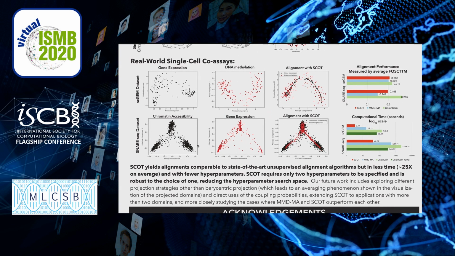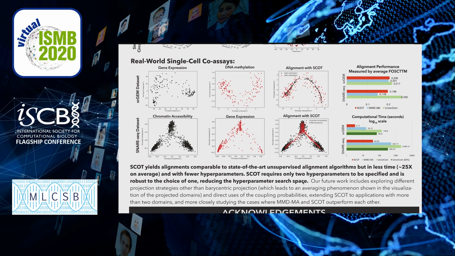Moving on to the real-world datasets, we use data from scGEM sequencing and SNARE-seq, both of which are co-assays. scGEM simultaneously profiles gene expression and DNA methylation on the same cell, while SNARE-seq sequences gene expression and chromatin accessibility. Again, on the third and fourth column, you can see the alignment results. For scGEM, all three methods perform similarly, but for SNARE-seq, we see that MMD-MA yields the best alignment, followed by SCOT. In terms of computational time, SCOT is still the fastest.